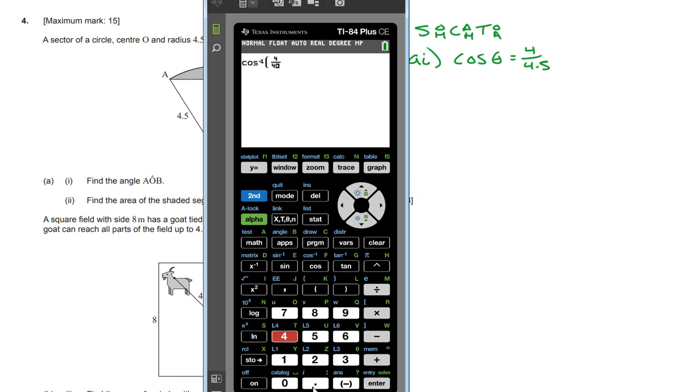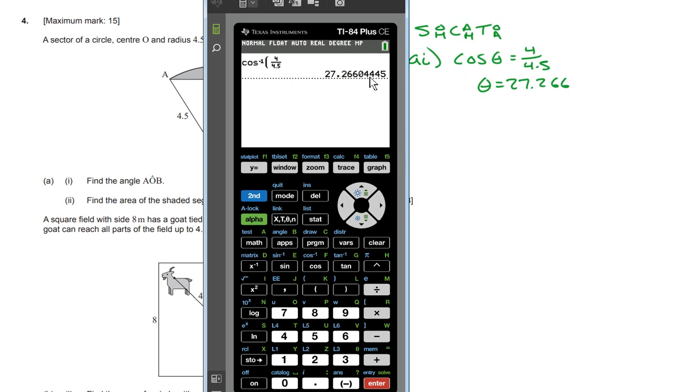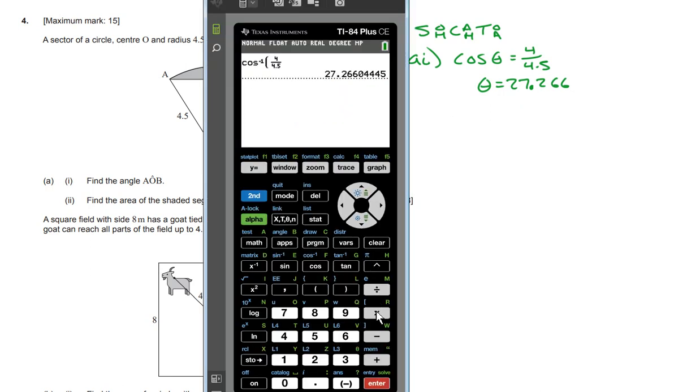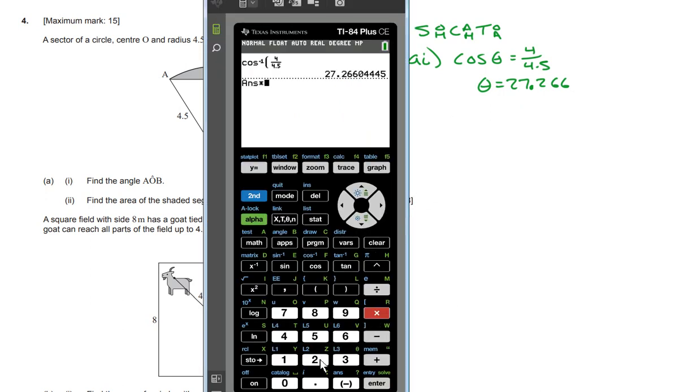4 over 4.5. And we push enter, and that will give us an angle of theta equals 27.266. I'm going to go with these 5 digits. I'm going to write this down here, but then for our answer, once I take this and double it, because we have to double it, remember, because we only came up with half of this. We want the whole thing. So we simply take that and then multiply by 2.